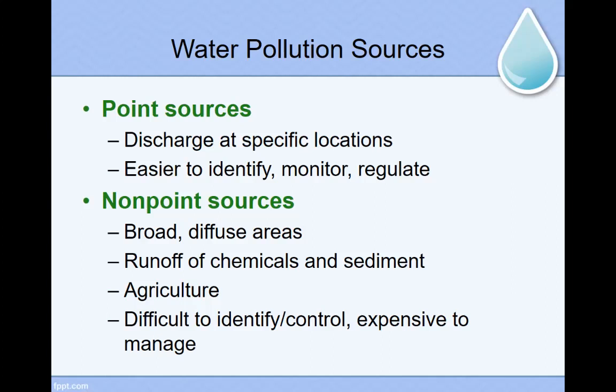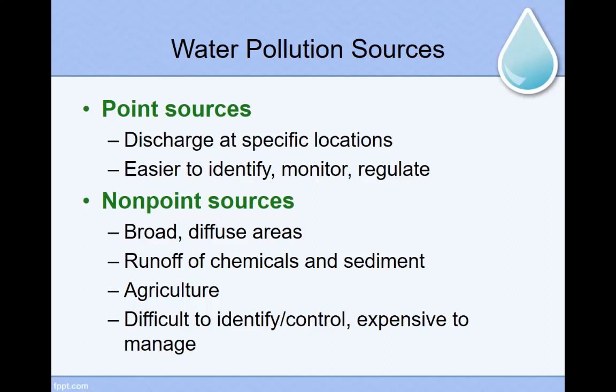Runoff, chemicals and sediment. We start thinking about everything from feedlots, if it's not easily identified to a specific one, the accumulation of these types of things from multiple different feedlots, or fertilizer from agriculture, or pesticides, like you see in that next bullet. This can be much more difficult to identify and control, and as such, it's also much more expensive to manage and regulate.